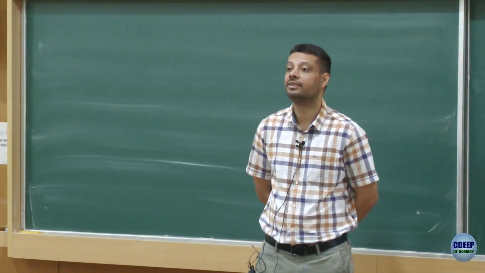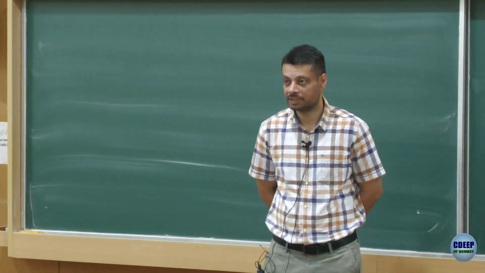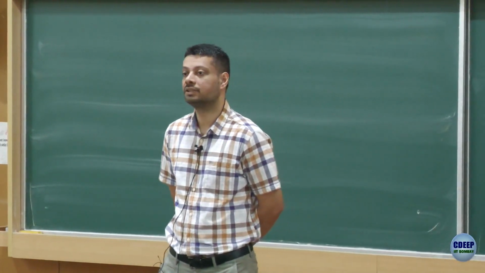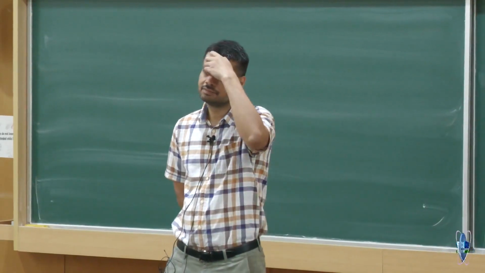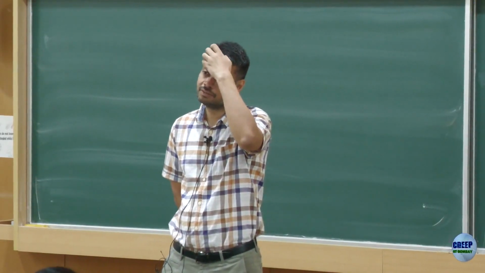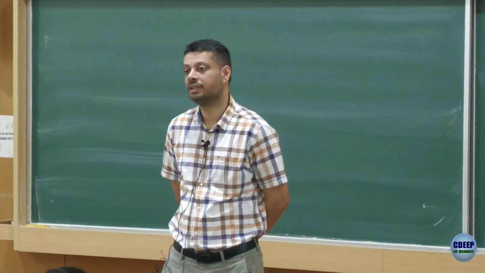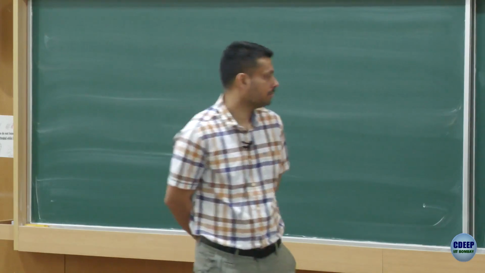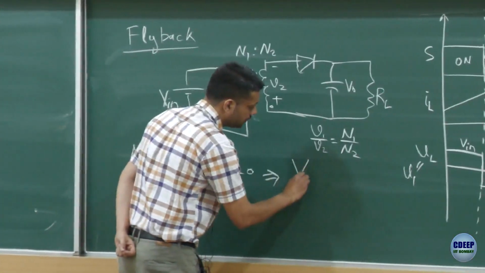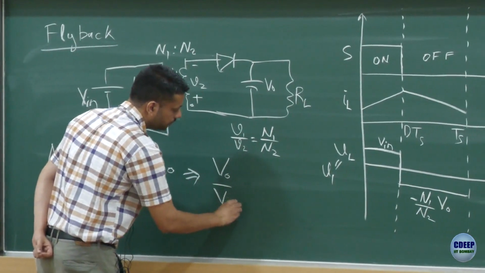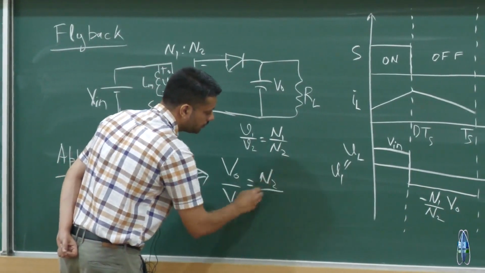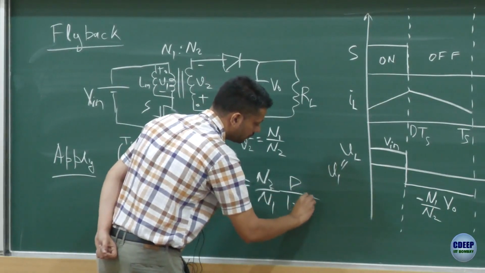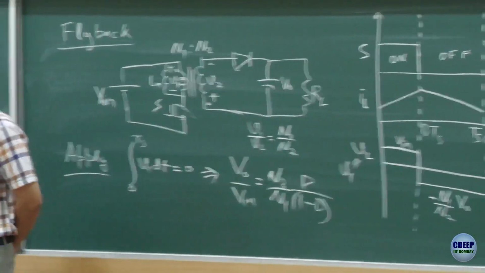You want me to repeat the question? You have calculated, okay. So what is the answer? VO by Vin is equal to N2 by N1 into D1. Okay, good. All of you are getting that.